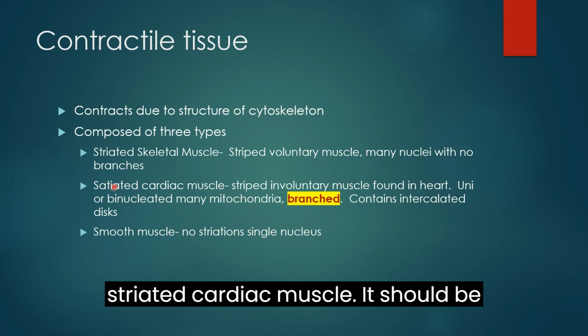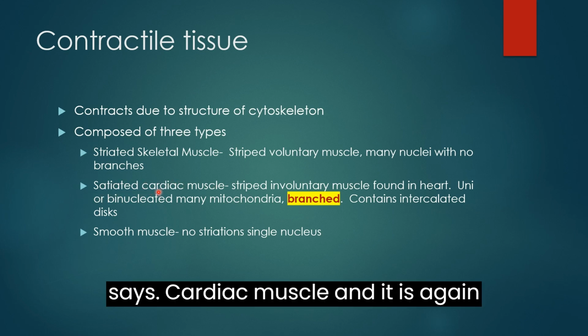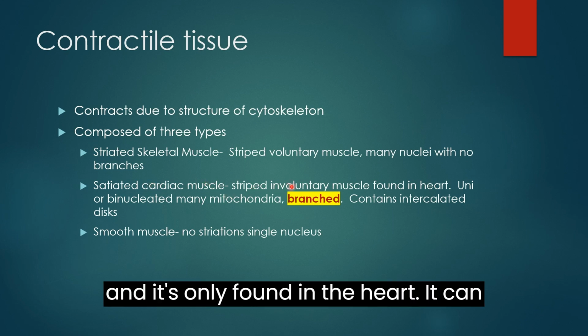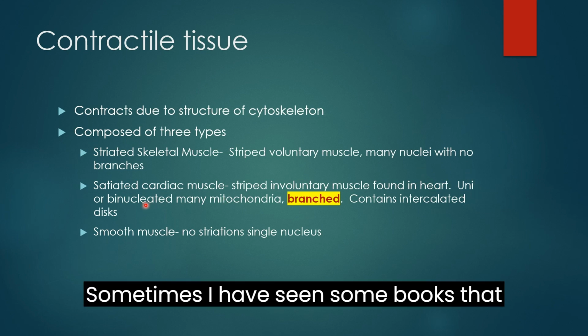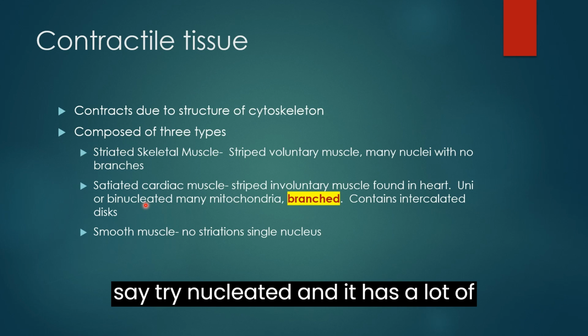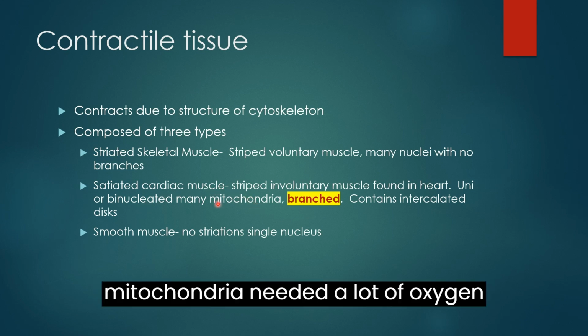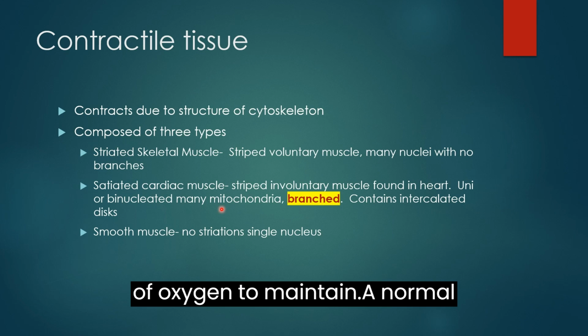The next one, and I misspelled this, is striated cardiac muscle. It should be striated. Cardiac muscle is again striped, and this one is involuntary, and it's only found in the heart. It can be either uninucleated or binucleated. Sometimes I have seen some books that say trinucleated, and it has a lot of mitochondria. If you remember the cell, mitochondria need a lot of oxygen to function, and so these cells use a lot of oxygen to maintain a normal contraction.